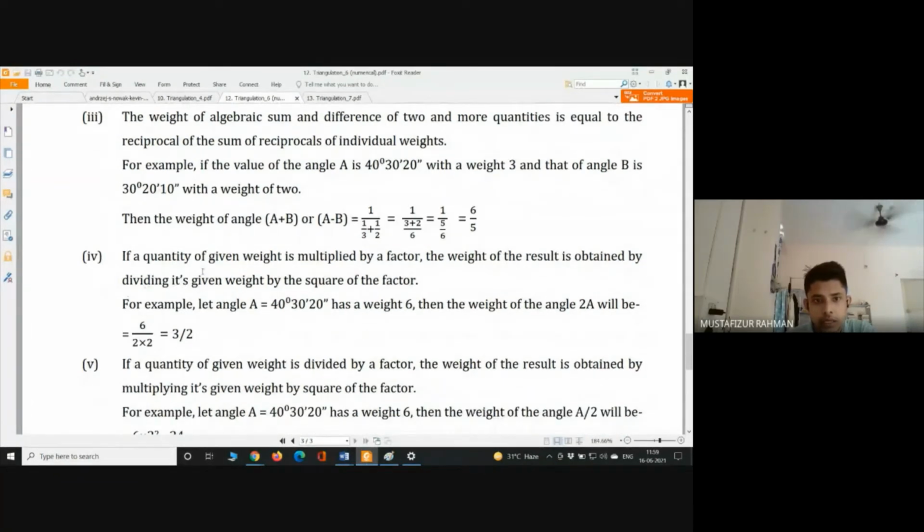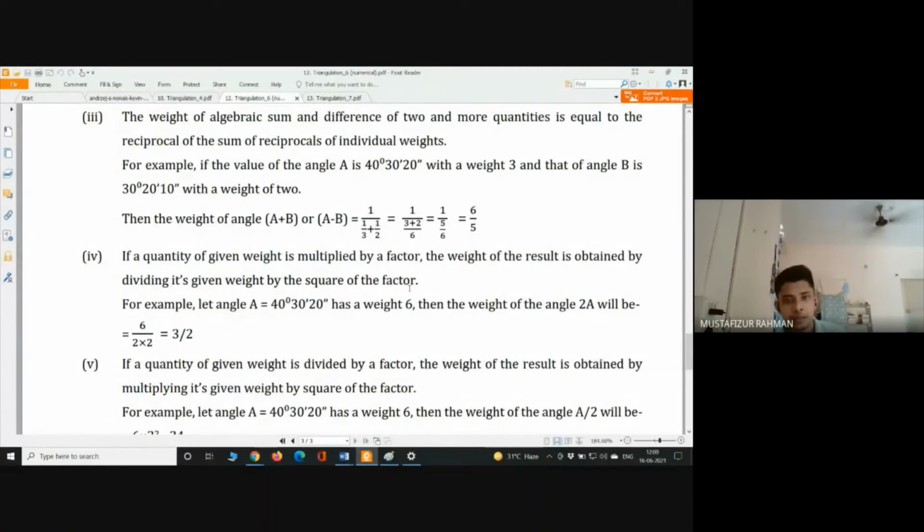See here, the weight is multiplied by a factor. We have an angle A and we want to find out what will be the weight of the angle 2A. The weight of the resultant angle will be obtained by dividing the weight that is there by the square of the factor. So initially the weight was 6. Now we are finding twice A, therefore 6 divided by 2 squared. If we had been finding for 3A, then it will be 6 divided by 3 squared.